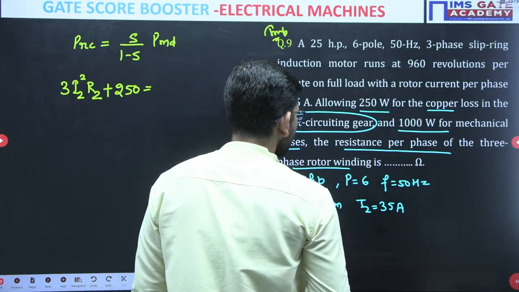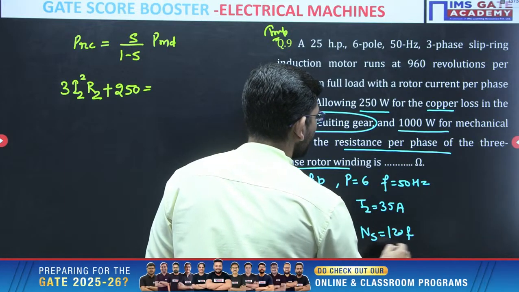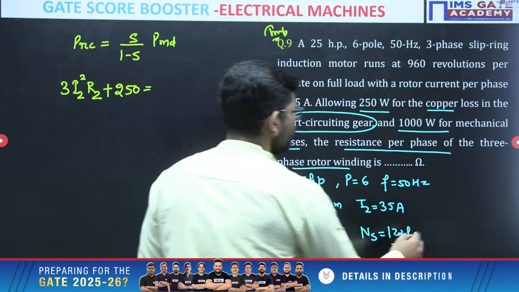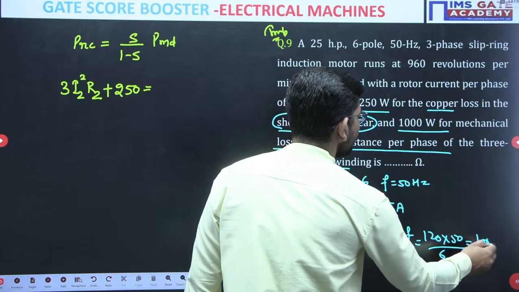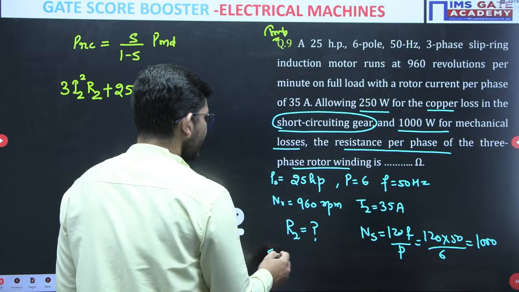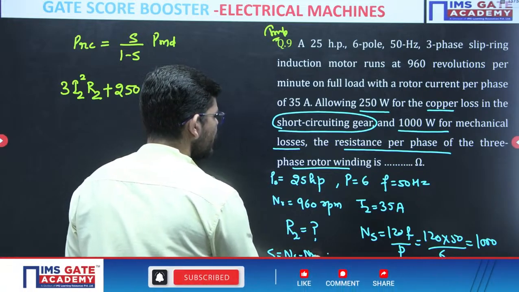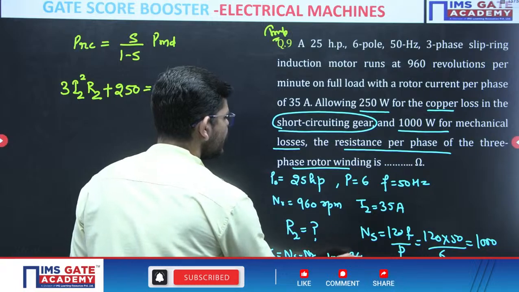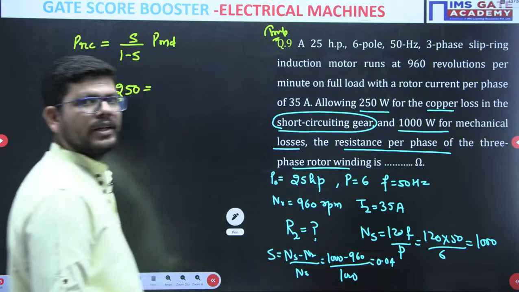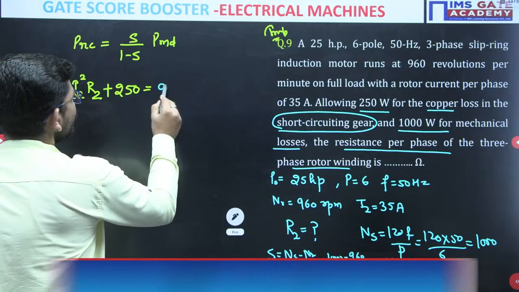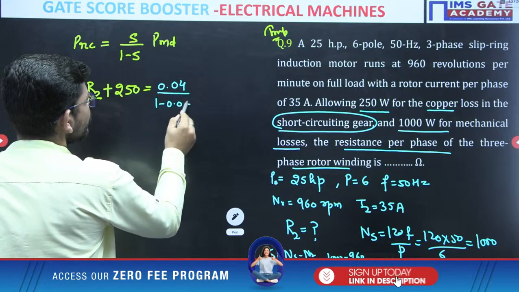What will be the NS? NS will be 120 F over P. So 120 into 50 upon 6 will be 1000, right? Now when you calculate S, which is NS minus NR over NS, so 1000 minus 960 upon 1000, you get 0.04 per unit. This is the value of slip. So 0.04 divided by 1 minus 0.04.